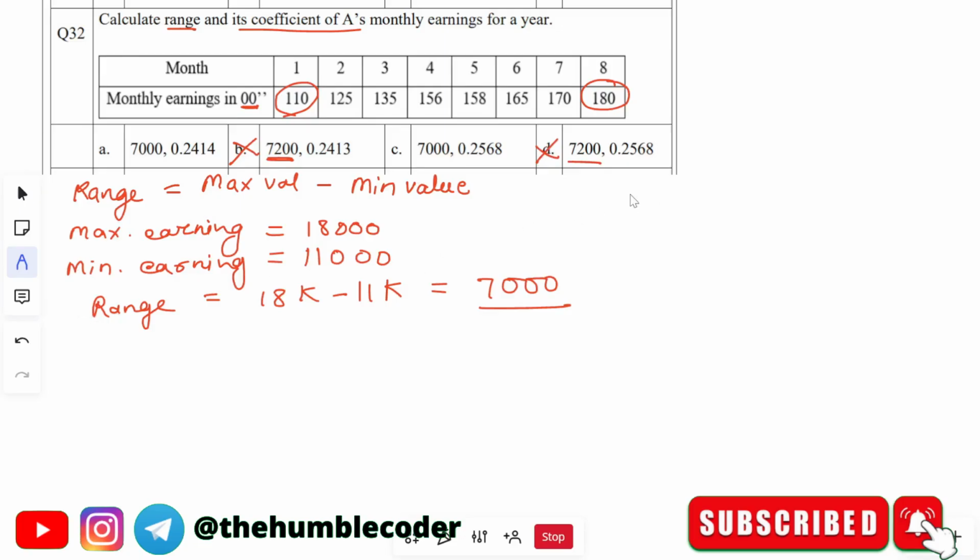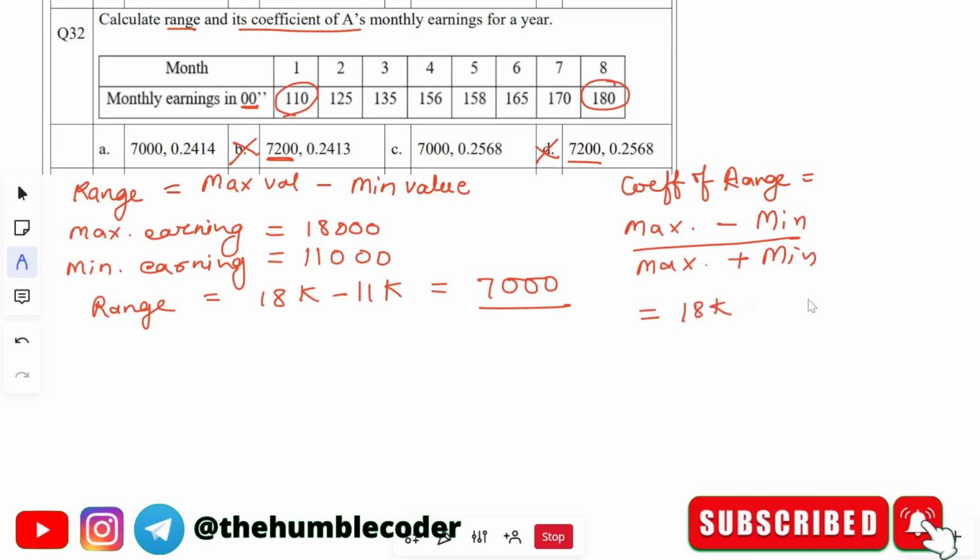Okay, so coefficient of range, again we have a formula. So for that you have to remember this thing. Coefficient of range is max value minus minimum value divided by max value plus minimum value. Okay, hope you understood how to find the coefficient. So maximum value that we have already seen is 18k, right? Minimum value we have already seen is 11k. In the same way at the bottom also we will write the same thing, 18k plus 11k.